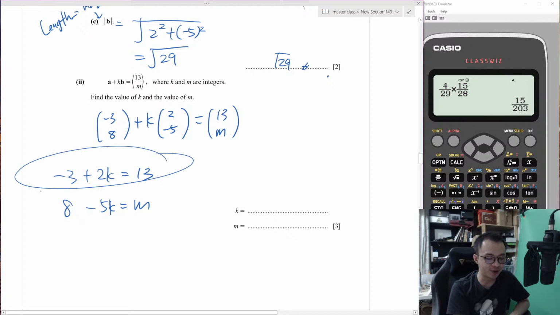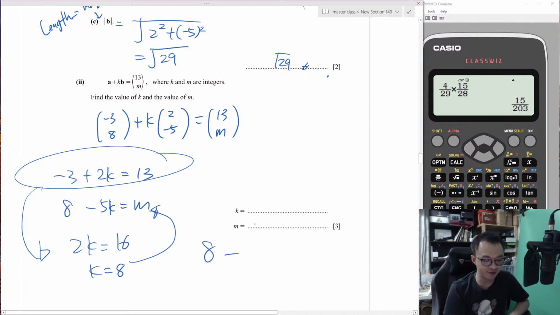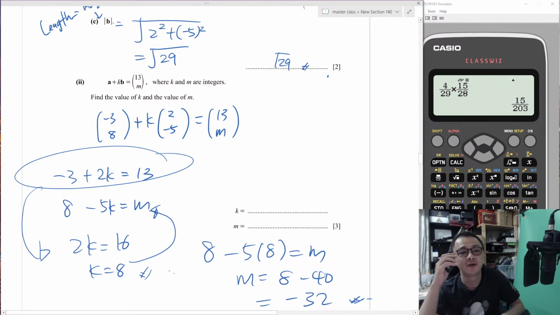Then I will solve the first equation to find my K value. 2K equals 16, K equals 8. Then I will substitute the 8 back into the second equation to find my M. So M is 8 minus 40, which is -32. Alright, this is how I get my K and M values really fast here.